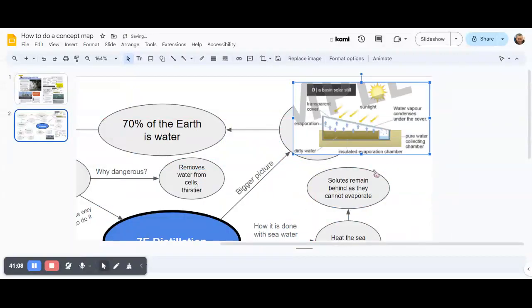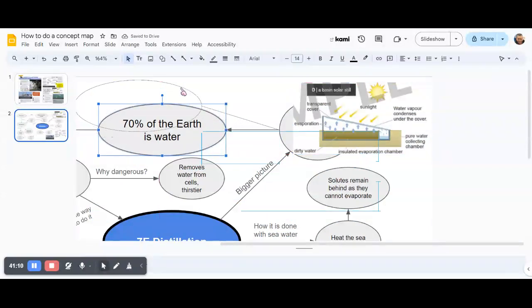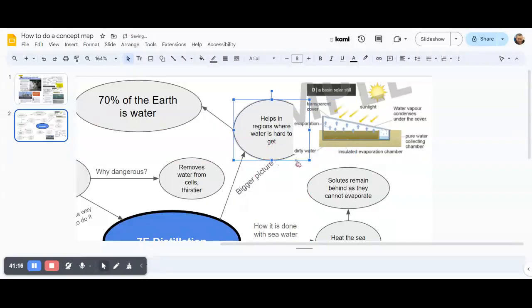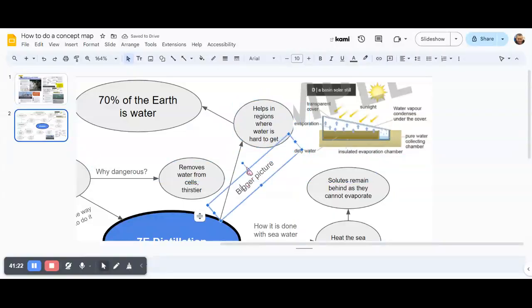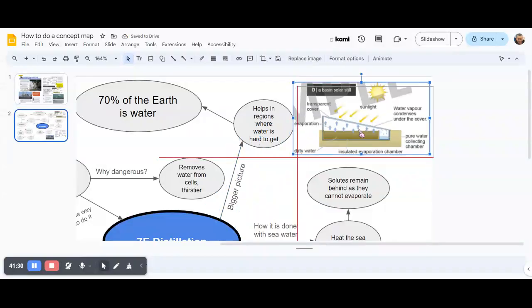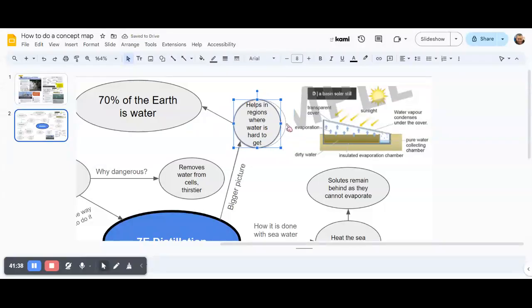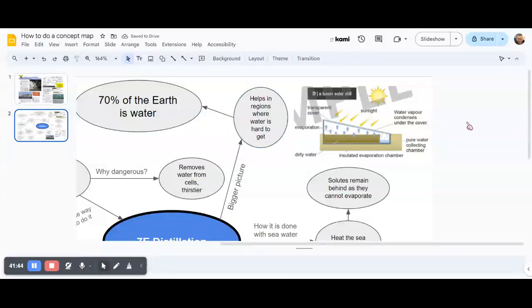Okay, so if I have enough room here, then what I can do is move this one across here, and move this one here, and see whether I can fit it in to here. Okay, so there we go. That doesn't seem to be too bad a fit. So that's a basin solar still. I just need to make sure that it can fit in here without cramping, and it does do that.